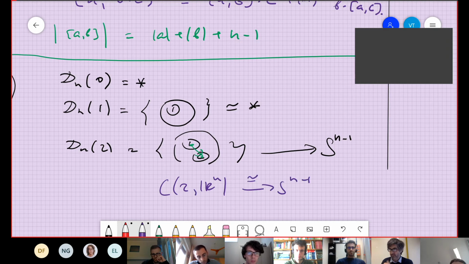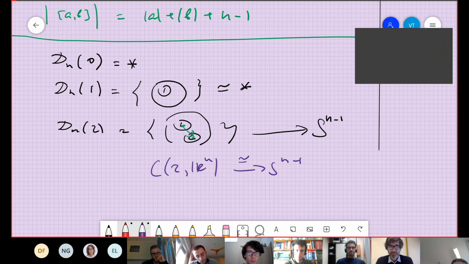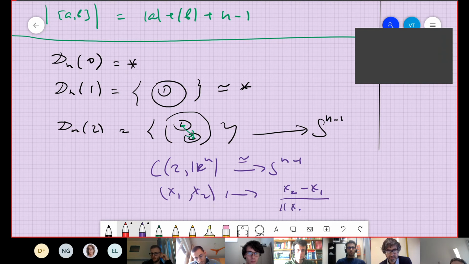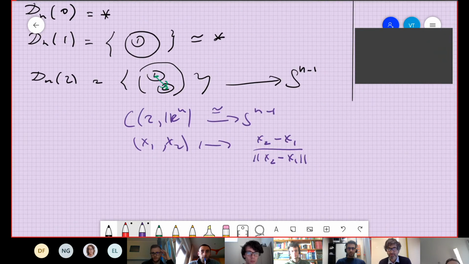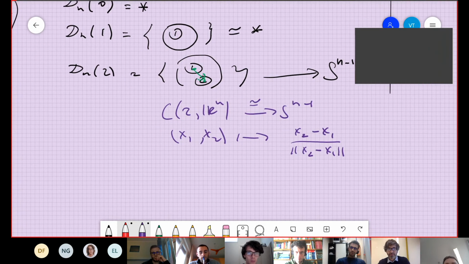And as I said, you just look at the direction, which can be expressed as a formula by taking x2 minus x1 divided by the length of this vector, right? So this map is a homotopy equivalence. Why? Because it's a fiber bundle with contractible preimage. So now if we look at the homology, right?